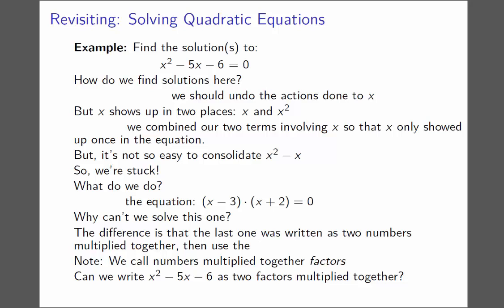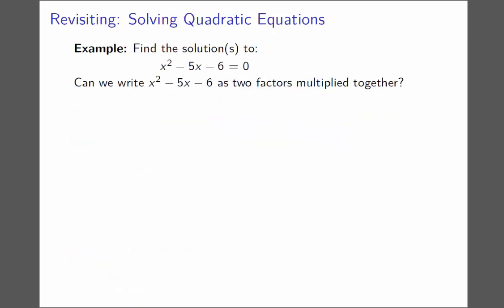So can we write x squared minus 5x minus 6 as two factors multiplied together? If we can, then we can use the same method that we did above to solve x squared minus 5x minus 6 equals 0. If we want to write x squared minus 5x minus 6 as two factors multiplied together, we want x squared minus 5x minus 6 to equal x plus s for some number s times x plus t for some number t.